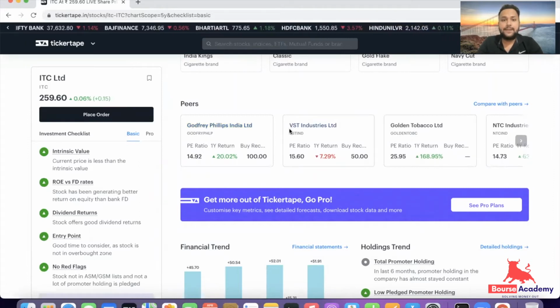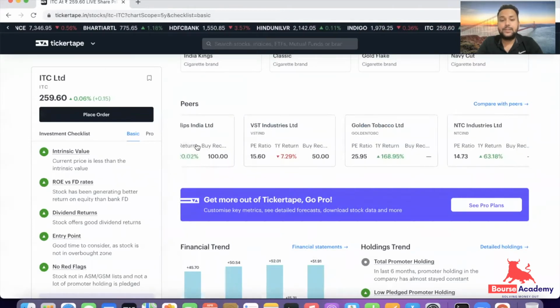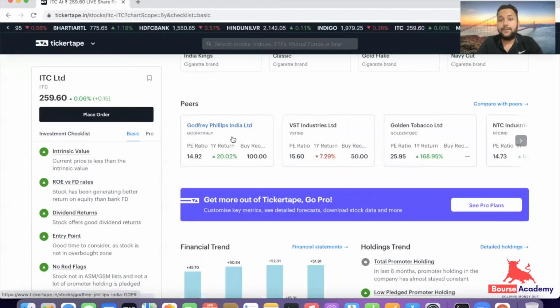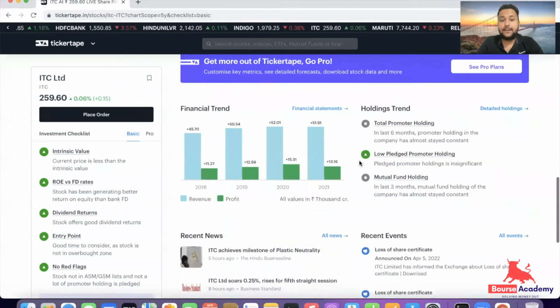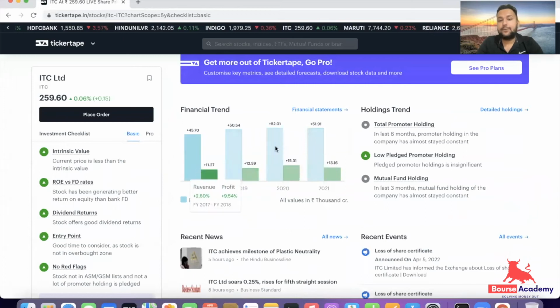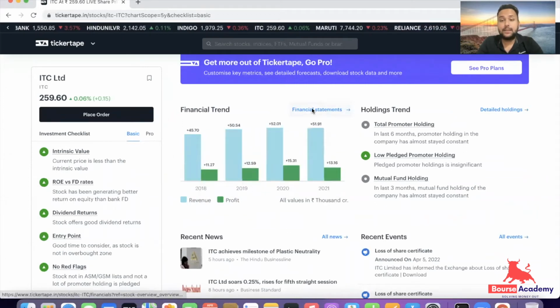So number one here is VST Industries. They also manufacture cigarettes. Then there is Golden Tobacco Limited, which manufactures tobacco. Then they have NTC Industries Limited, and we have Godfrey Phillips, which markets the famous international brand known as Marlboro. So all the information is available here only. If you look, this is how the financial statement of the company looks. So today in this video we are simply trying to learn how to see and analyze any stock using Tickertape. If you have not understood anything, you can ask any question anytime.